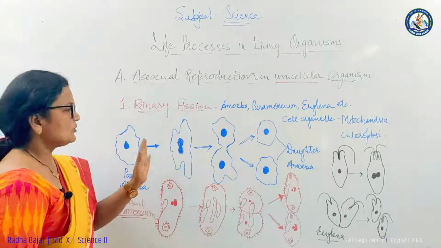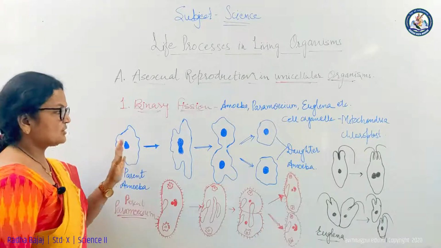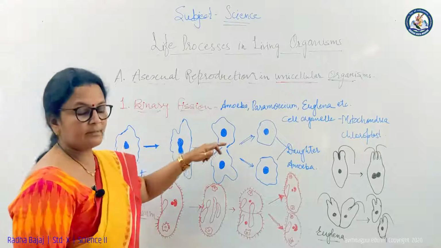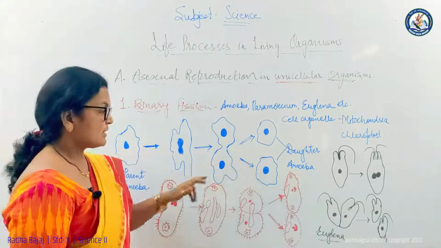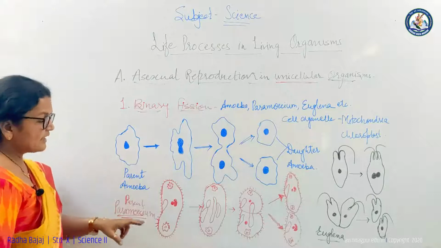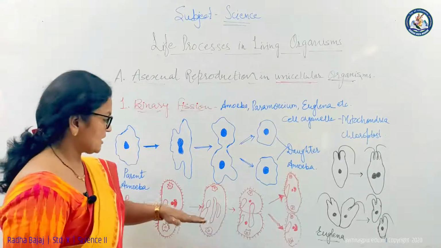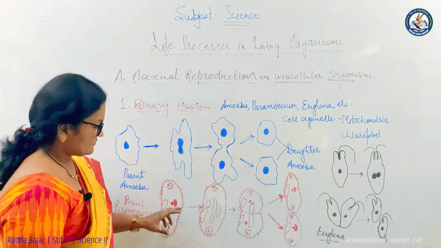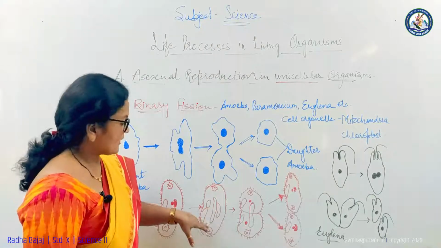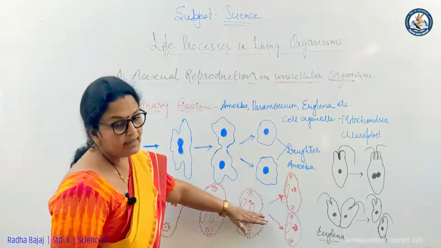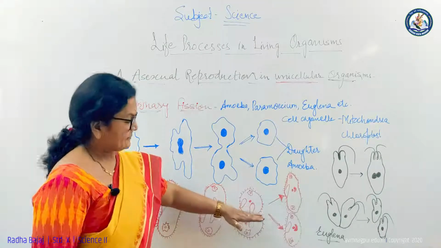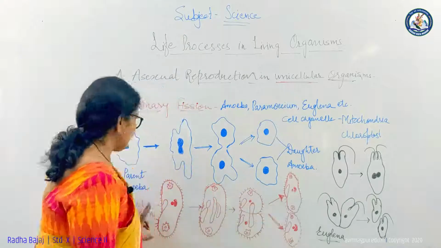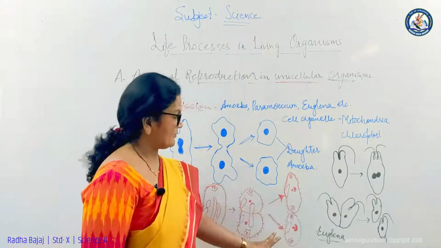As amoeba has no fixed shape, amoeba हम कैसा भी draw करते हैं, no permanent shape, therefore the nucleus is cut by any plane or any axis. But in paramecium we get transverse binary fission. Look here, this is the parent paramecium, the nucleus gets elongated and is cut by the transverse axis, and we get two daughter paramecia. From a single parent we get two daughter paramecia.